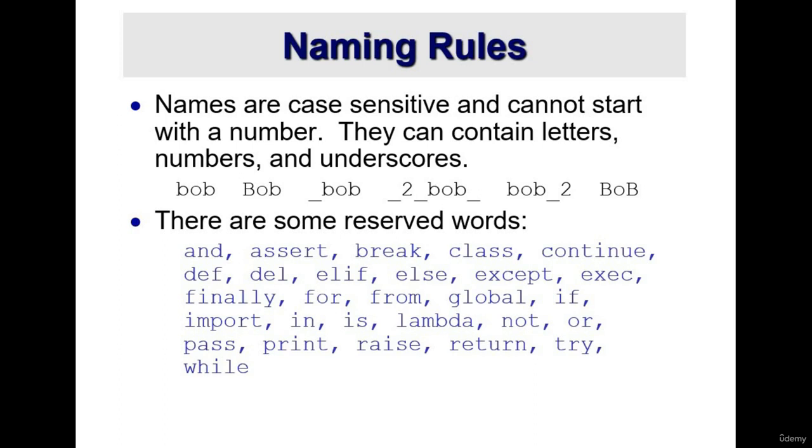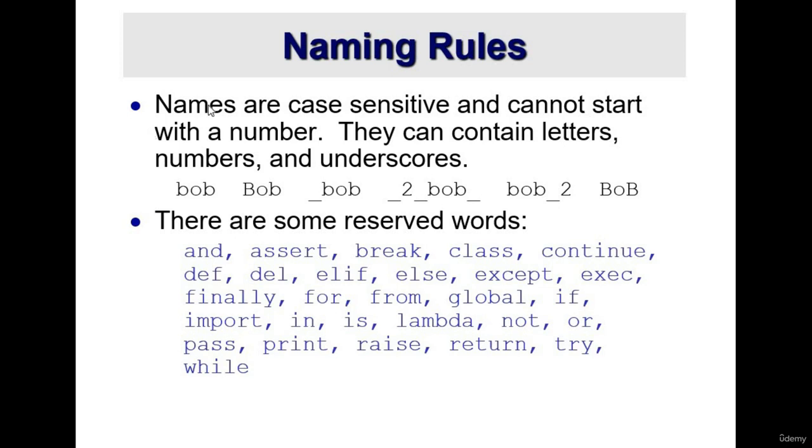Names are case sensitive and cannot start with a number. One thing that is pre-decided and predefined is that you cannot start the name of any variable with a number. Like you cannot write a number like this: this is Bob, B-O-B. But if you type 1Bob, then it would be a bad naming convention and the interpreter will immediately give you an error.